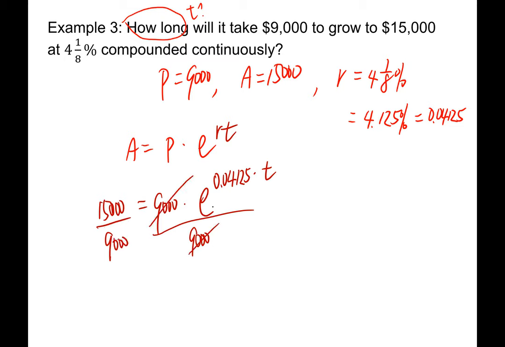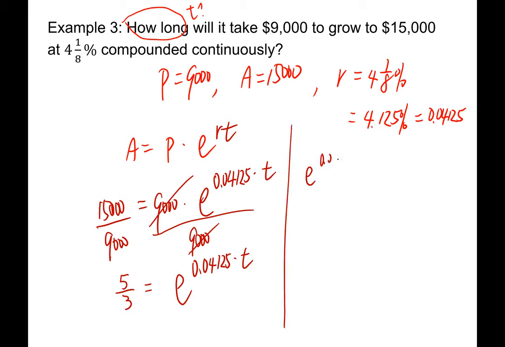If you simplify that, 15,000 over 9,000 is actually 5/3. Right? You can simplify into a simple fraction, 5/3. Drop the zeros and then simplify further. Here we get E raised to 0.04125 times T. Then reverse the order, write E first: E to the 0.04125 T equal to 5/3.